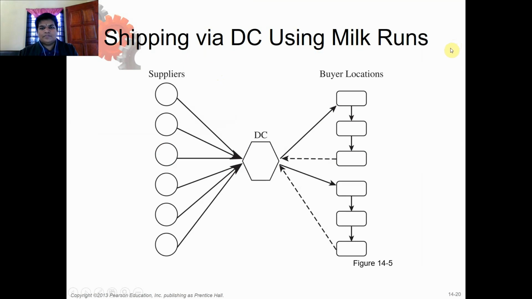This is shipping via DC, distribution center, using milk run. See this distribution center. With milk run, the buyer can also send their product to the distribution center.